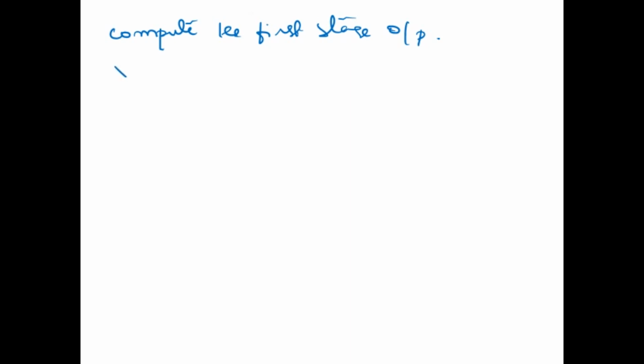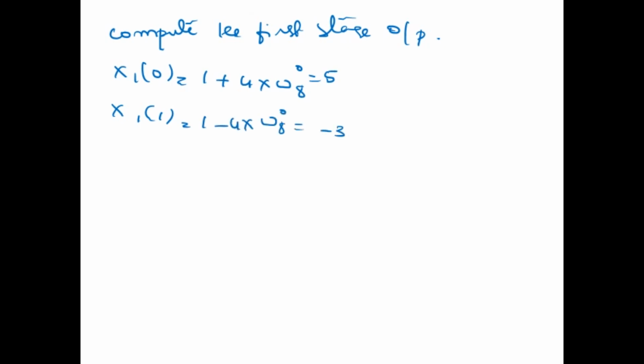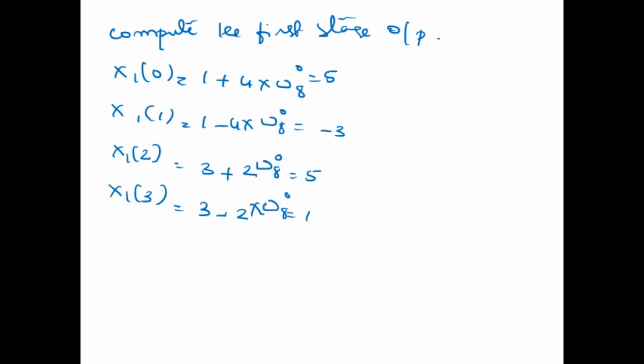X1 of 0 is 1 plus 4 into omega 8 of 0, that is 5. X1 of 1 is 1 minus 4 into omega 8 of 0, that is minus 3. X1 of 2 is 3 plus 2 into omega 8 of 0 is 5. X1 of 3 is 3 minus 2 into omega 8 of 0, which is equal to 1. X1 of 4 is equal to 2 plus 3 into omega 8 of 0, that is 5.